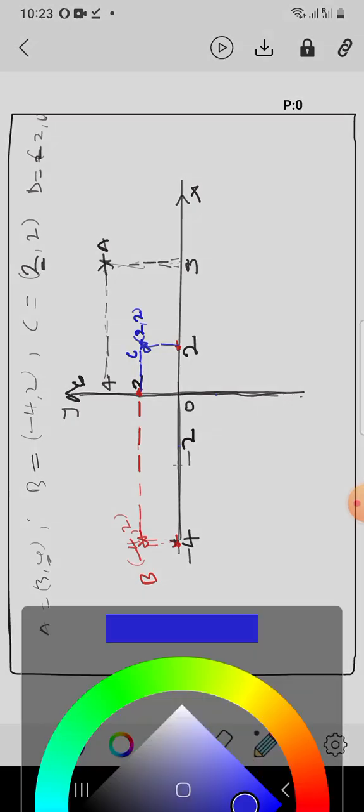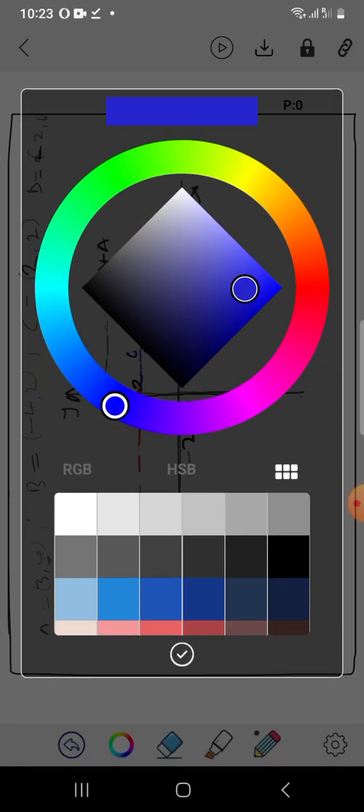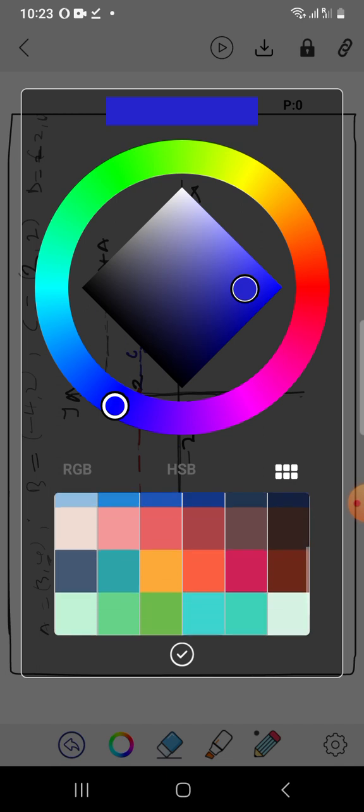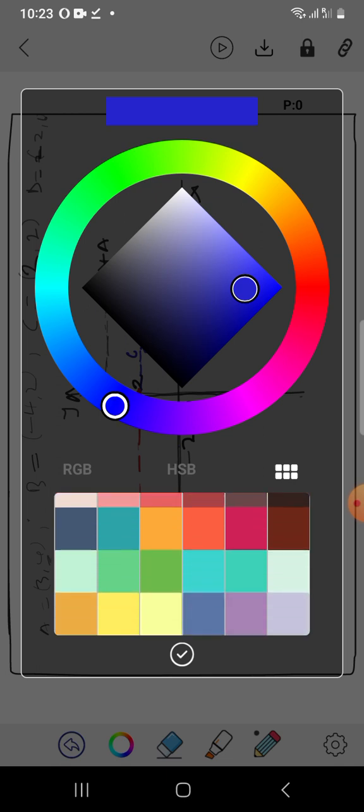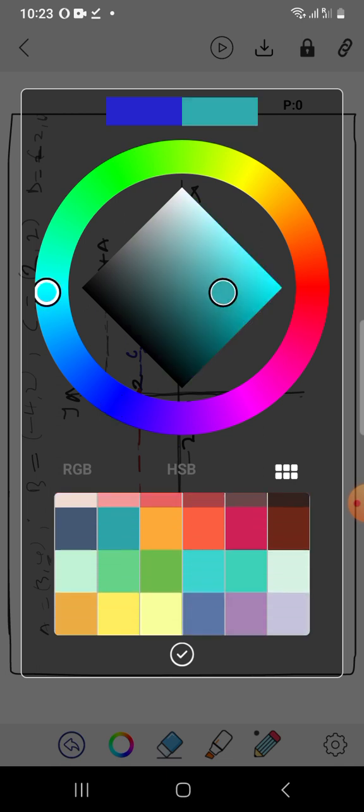Let's pick another color. Why not? I would like to pick this olive green.